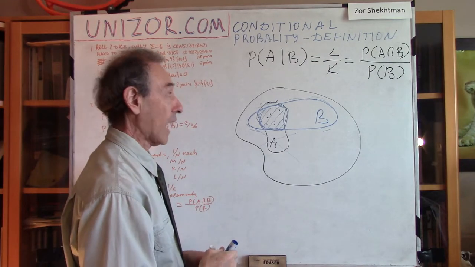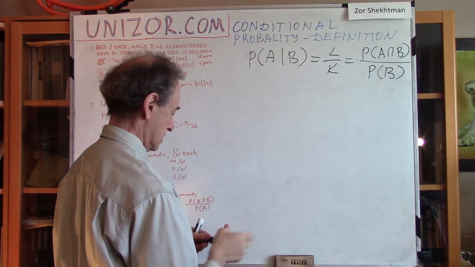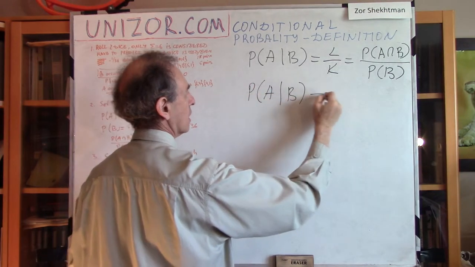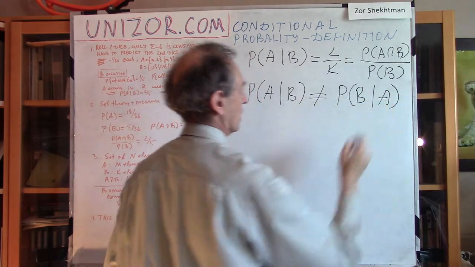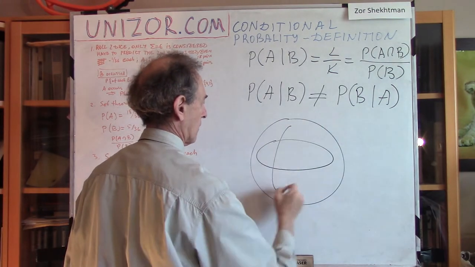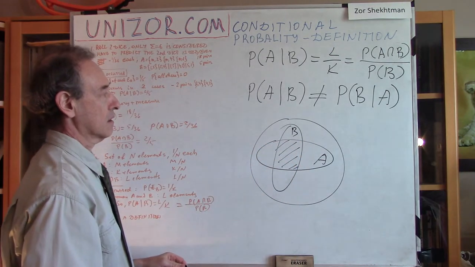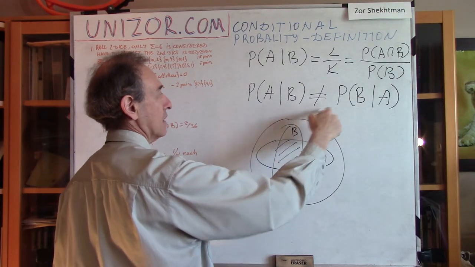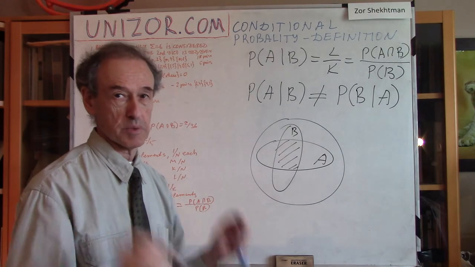By the way, what's obvious right now is that conditional probability of A under condition B is not equal to conditional probability of B under condition of A. And it's also very obvious graphically. So if this is A and this is B, this is A intersection B, this one is equal to area of this divided by the area of B, and this one is equal to area of this divided by the area of A. And obviously they are different, generally speaking, right?